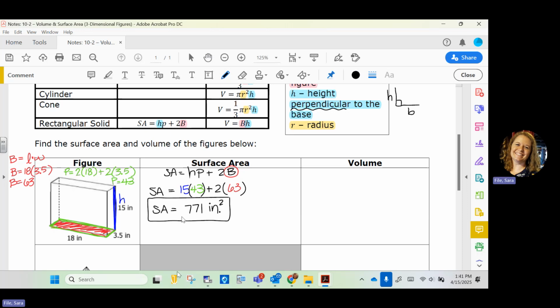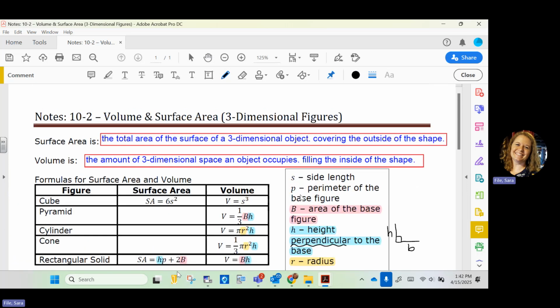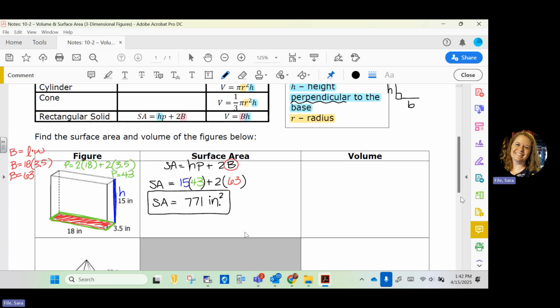I'm going to add that up here next to the definitions, the units. So surface area is units squared. Volume is units cubed. Units squared for area, units cubed for volume. My units in this one are inches.